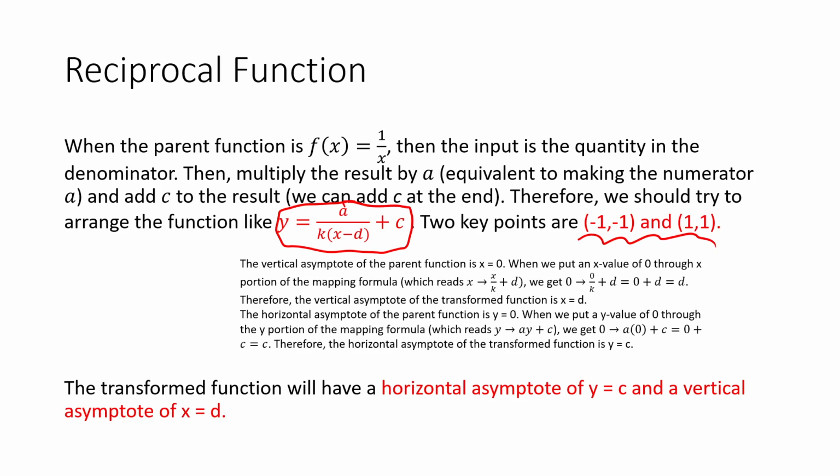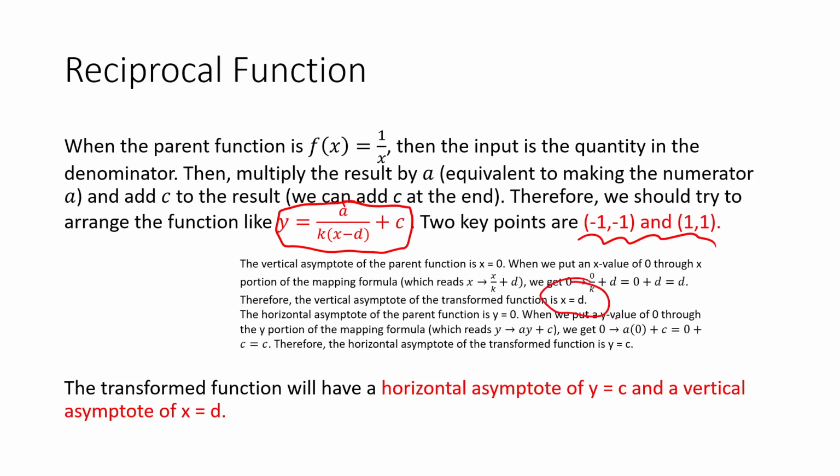But we won't just have two key points, we're also going to have two asymptotes here. And that's what the small font is telling you. The vertical asymptote of the parent function is x equals 0. When we put an x value of 0 through the x portion of the mapping formula, i.e. x maps onto x over k plus d, we ultimately end up with 0 mapping onto d. So the new vertical asymptote will be x equals d. It'll always be that way when you're dealing with this specific parent function.